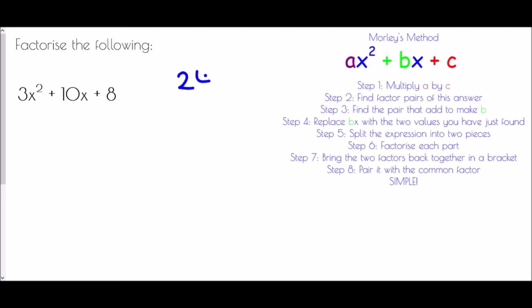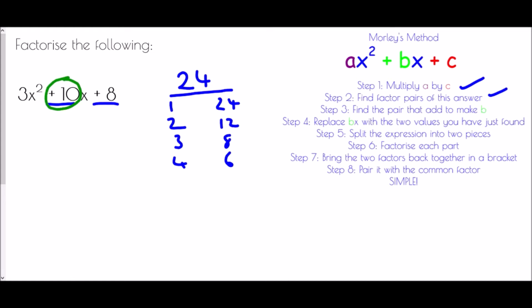and so that is 24. And again, this number at the end is positive, so it's either 2 positives or 2 negatives, but the addition in the middle is positive, therefore we want 2 positive numbers which are going to multiply to make 24. So that's 1 and 24, 2 and 12, 3 and 8, 4 and 6. And we've completed step 1, we've completed step 2. Step 3 would be to find the pair that add to make b. So we're looking for 2 numbers which are going to add to make positive 10. Well, that is going to be our final pair here, 4 and 6.